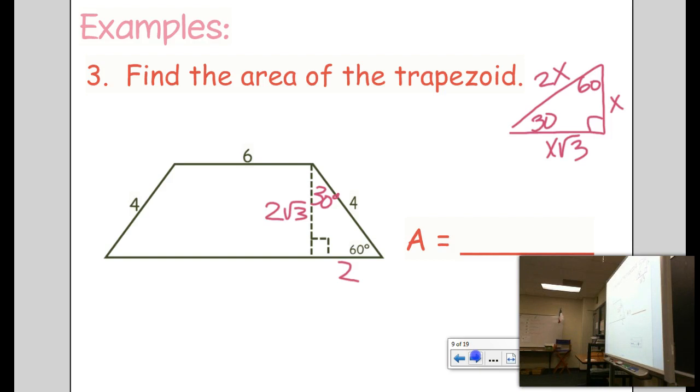2 goes here, across from 30. 2, and then right here is 2 root 3. Do we have all the pieces we need? No. Yes. Brett, what kind of trapezoid is this? Is it a regular one or an isosceles one? Isosceles. Oh, very nice. So if it's isosceles, tell me what else I can put on my picture.